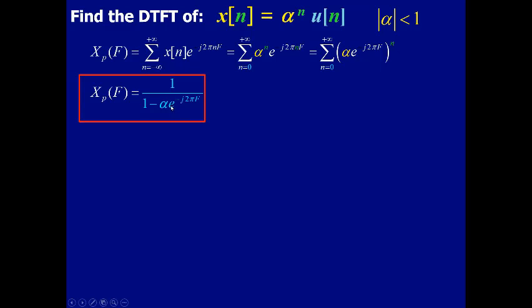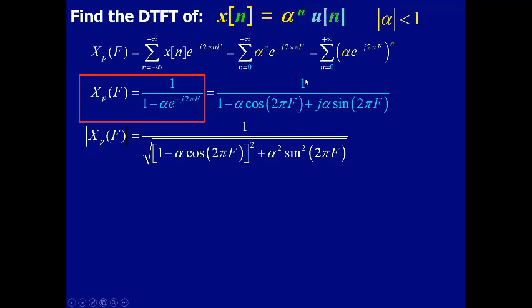That's definitely complex. The numerator's real, but the denominator is complex, has a real part, and has an e to the j term, which has a real cosine part and an imaginary sine part. If we wanted to plot the magnitude and phase of this, we would break it up into its real and imaginary components using the Euler identity, and then compute the magnitude. Well, the magnitude of the numerator is just 1. The magnitude of the denominator is the real part, which is 1 minus alpha cosine 2 pi f, quantity squared, added to the imaginary part. Don't bring the j along, just have alpha sine 2 pi f and square those.